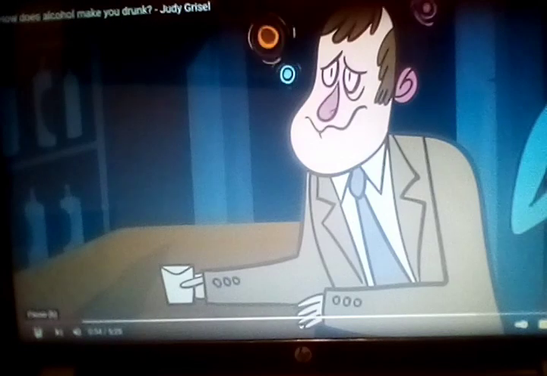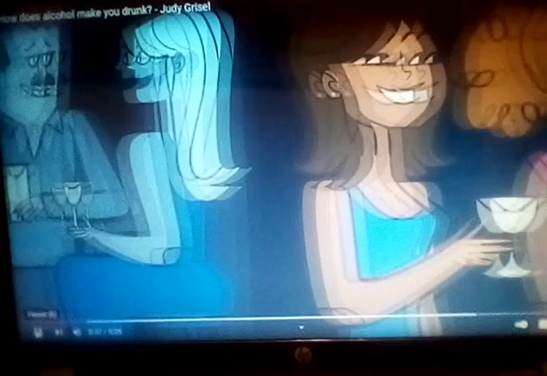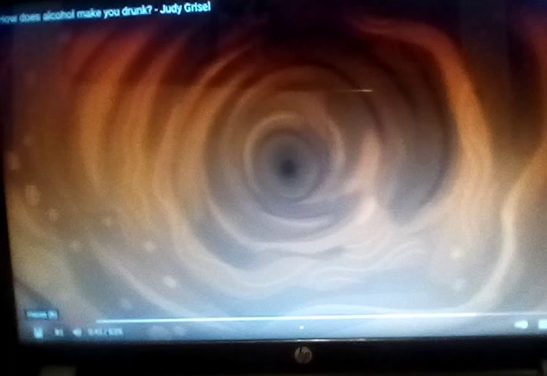And why does it have dramatically different effects on different people? To answer these questions, we'll need to follow alcohol on its journey through the body.